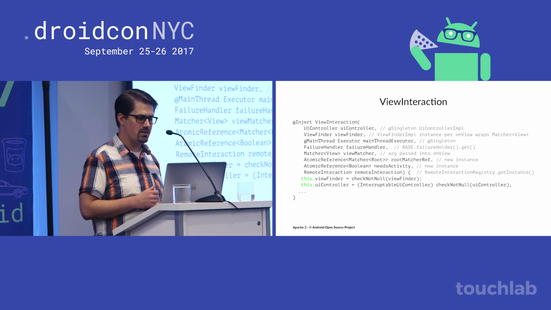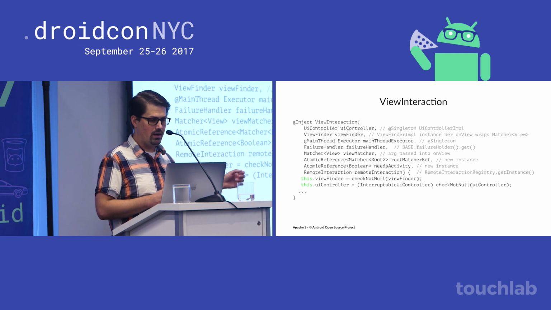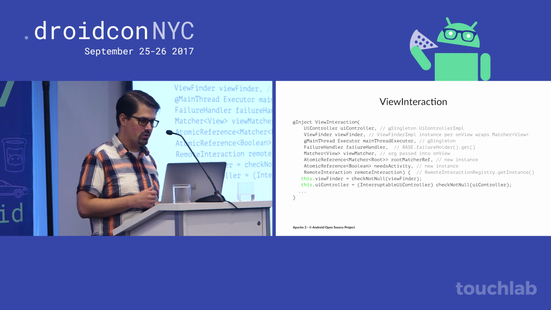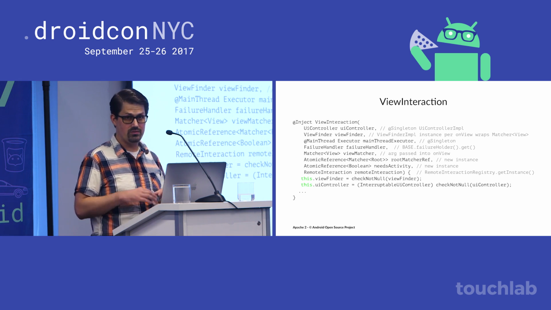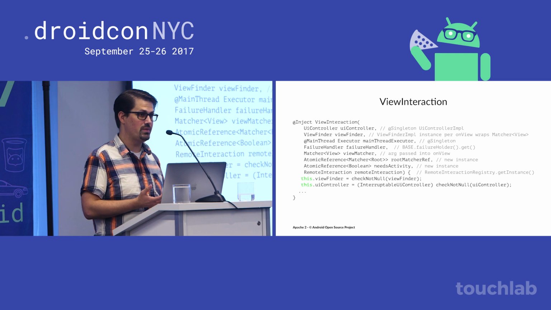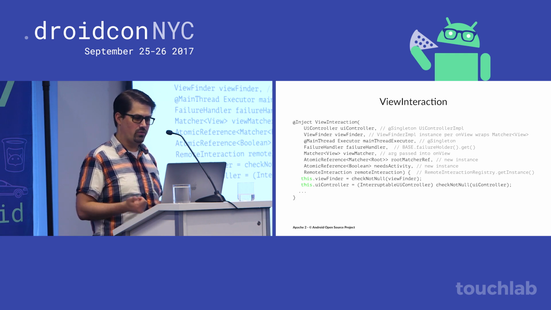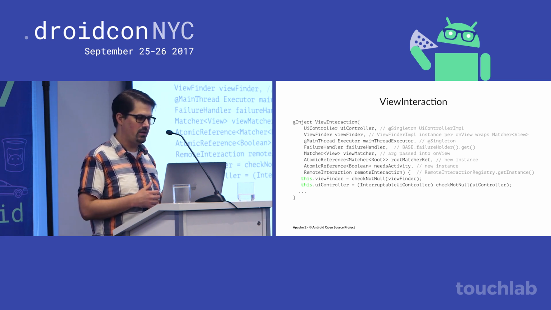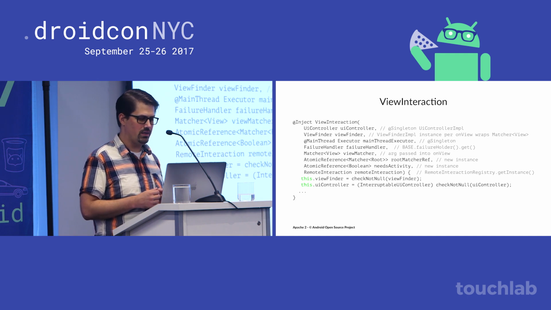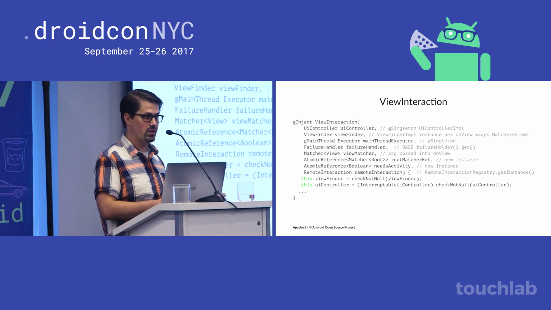You get a singleton instance of UiControllerImpl as for the interface UiController. Every time you call onView, it creates a new instance of the ViewFinder, because the ViewFinder actually wraps that view matcher that was passed into the module. You get a main thread executor, a failure handler that comes from a failure holder that's part of the component, the view matcher that you passed in, a few atomic references that it uses to track state, and then a remote interaction object that comes from the remote interaction registry. So every time you call onView, you get one of these ViewInteraction objects wrapping your view matcher.